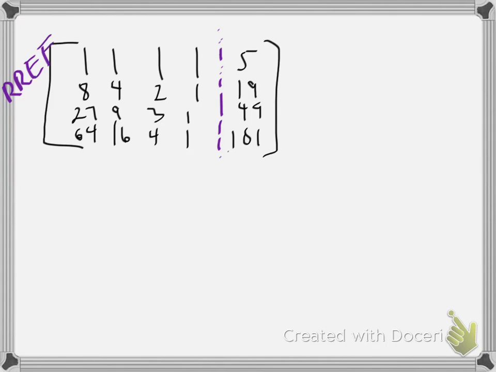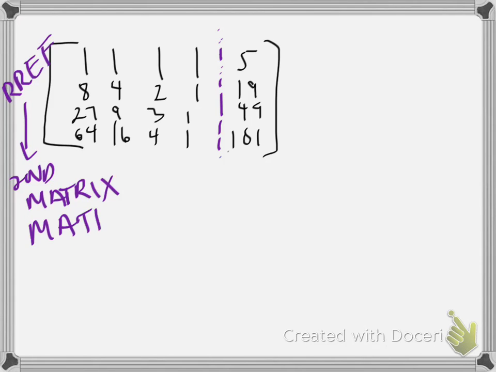And on that matrix I'm going to have to RREF it. Remember how you do that? Second matrix, and then you're going to do math, and you scroll down till you see RREF. And when you do that, you'll get an output that looks like this.